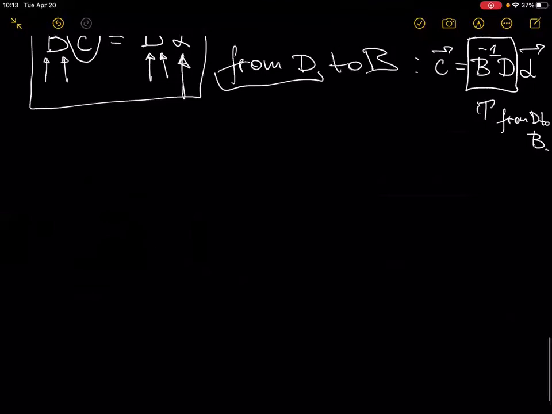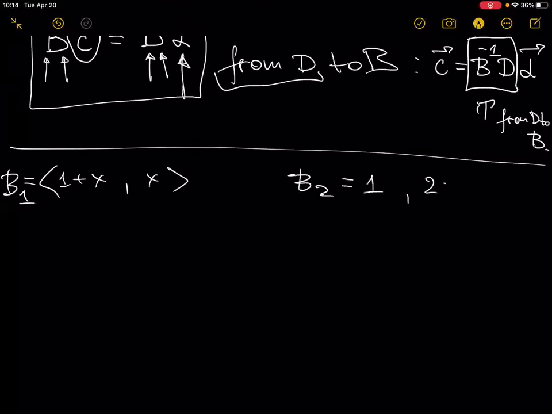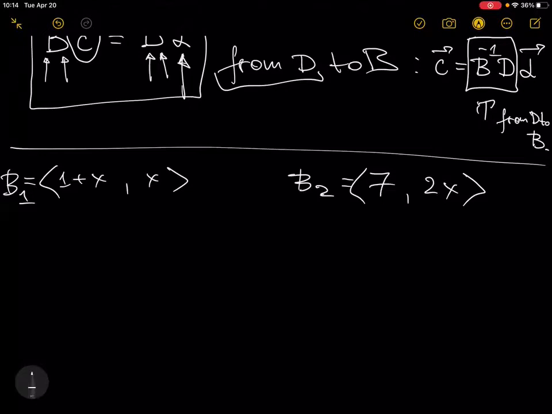For example, let us consider the following: 1 plus x, x. This will be my basis B1. And I will consider B2, which is, let's say, 7, 2x. Something crazy. You can check that B1 and B2 are bases in P1, the space of linear polynomials.